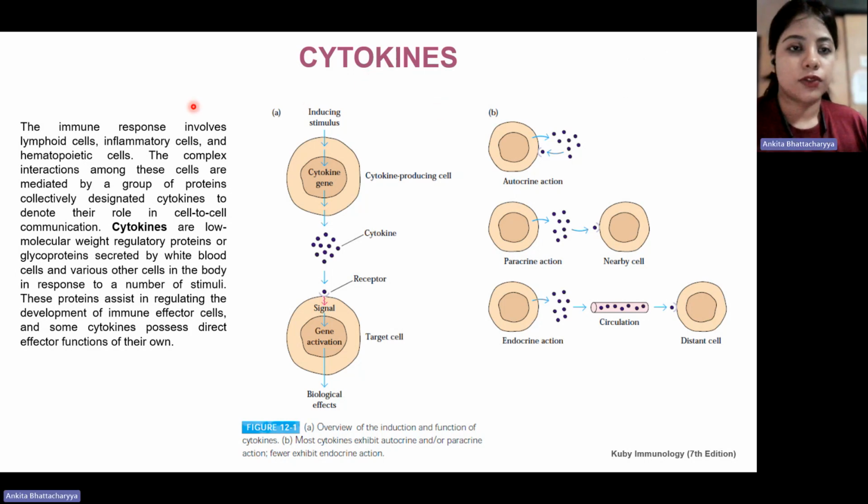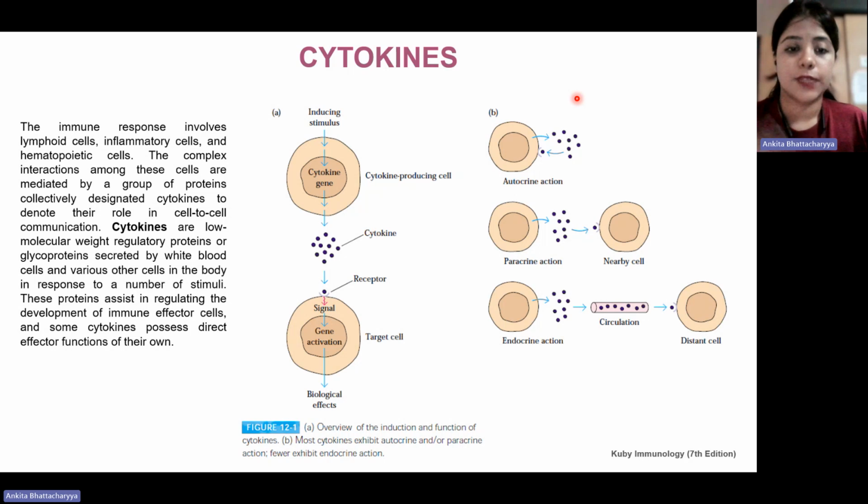Okay. So for cytokines, let's define it a little more clearly now, even though we know the basic function. The immune response involves lymphoid cells, inflammatory cells, and hematopoietic cells. The complex interactions among these cells are mediated by a group of proteins that are collectively designated as cytokines. This denotes their role in cell-to-cell communication.